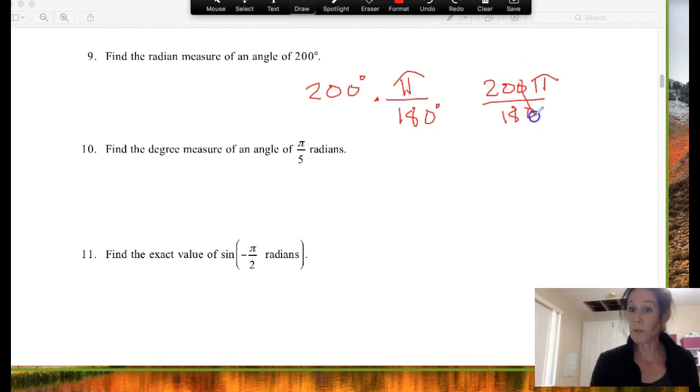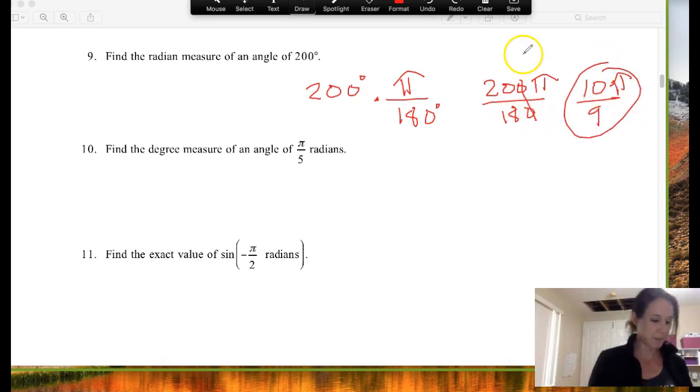And then the zeros cancel out, so I have 20 over 18. Now I can reduce that. Let's see, 2 goes into 20 10 times, and then pi's on top. And 2 goes into 18 9 times. So 10 pi over 9 would be the reduction of that.